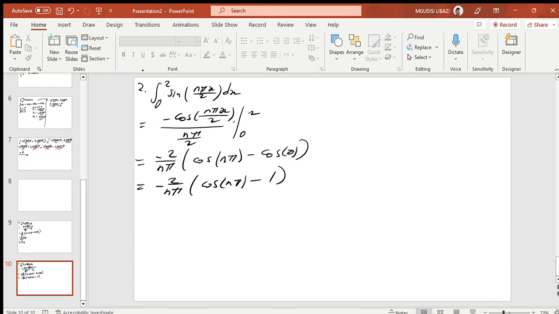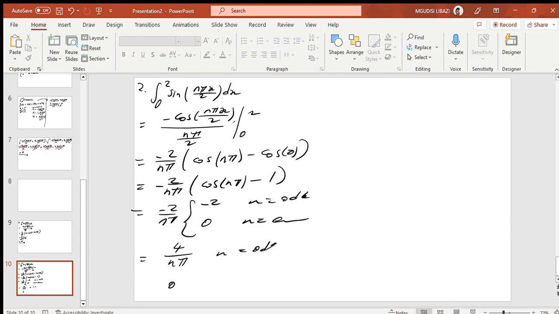So when you substitute numbers there, we're going to get negative 2 over n pi times negative 2 when you substitute all the odd numbers, and you will get 0 when you substitute even numbers. So that's it. Then we can just say, when you multiply that to the inside, we get 4 over n pi, and obviously here you're going to get 0. This is when n is equal to odd, and then when n is equal to even, that's what you have there. So that's our solution.